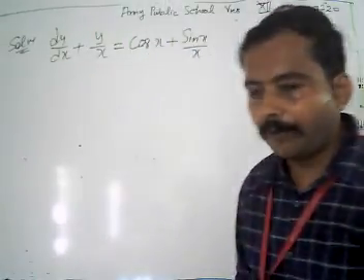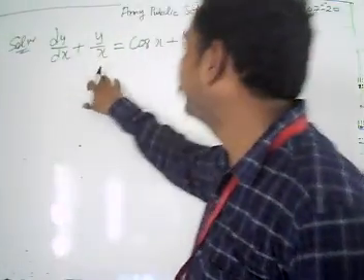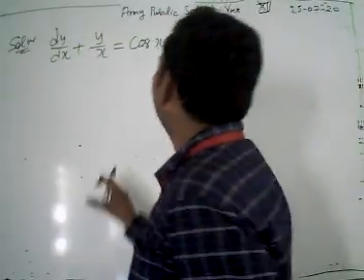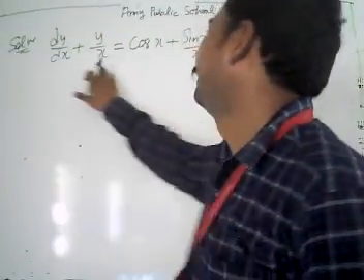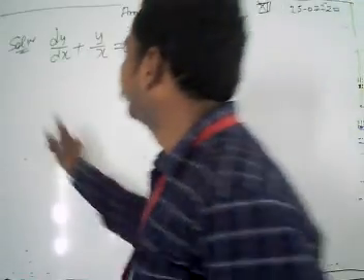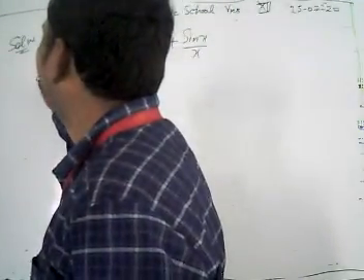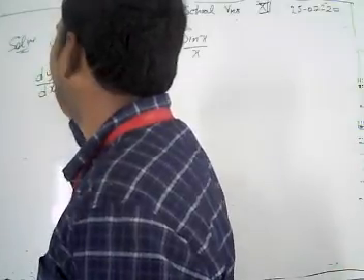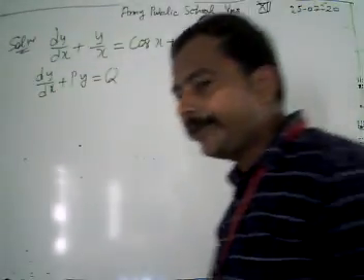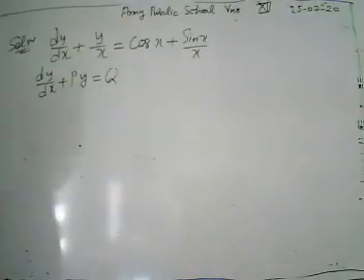Now look, what is the problem? We have dy by dx plus y by x equal to cos x plus sin x by x. Again, it has x terms, 1 by x into y, so it is in the standard form. What is our form? dy by dx plus Py equal to Q. When we compare with our standard form, what is the value of P?